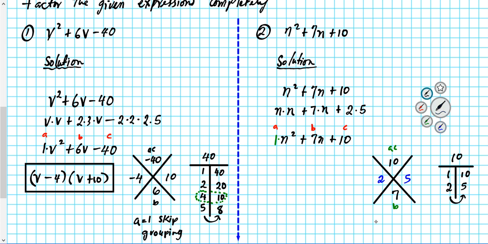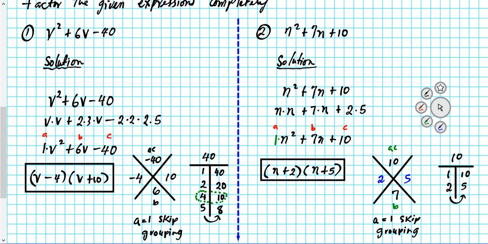Now, one thing you want to note in this problem is that A is equal to what? Whenever A is 1, you can always skip grouping and jump directly to your factored state. Okay, so we're just going to combine n with these two. So n plus 2 times n plus 5. That's the answer to question number 2.